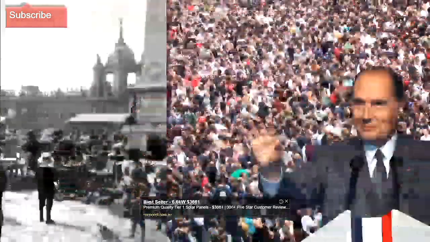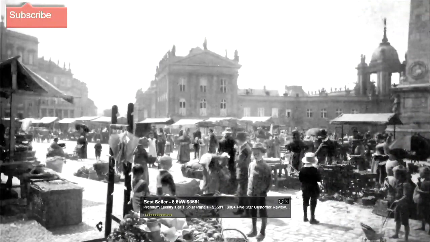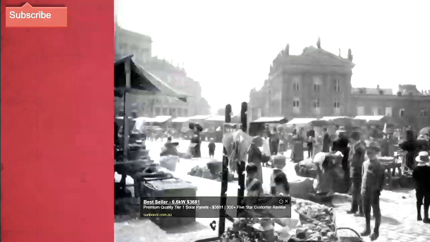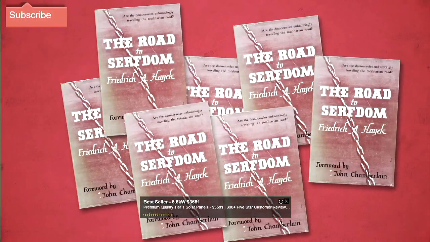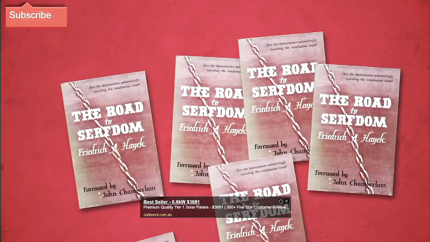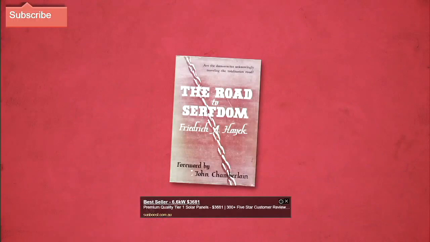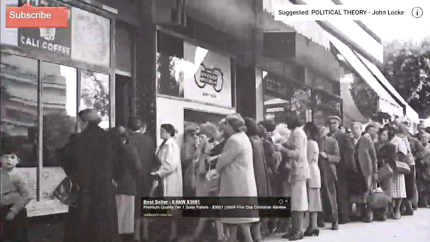Liberty for Hayek, therefore, was to be found in letting the market do its work. The Road to Serfdom launched Hayek's later career. Instantly it became a bestseller. During the Second World War, its print run was limited due to paper shortages, and obtaining a copy was nigh on impossible due to sheer demand.